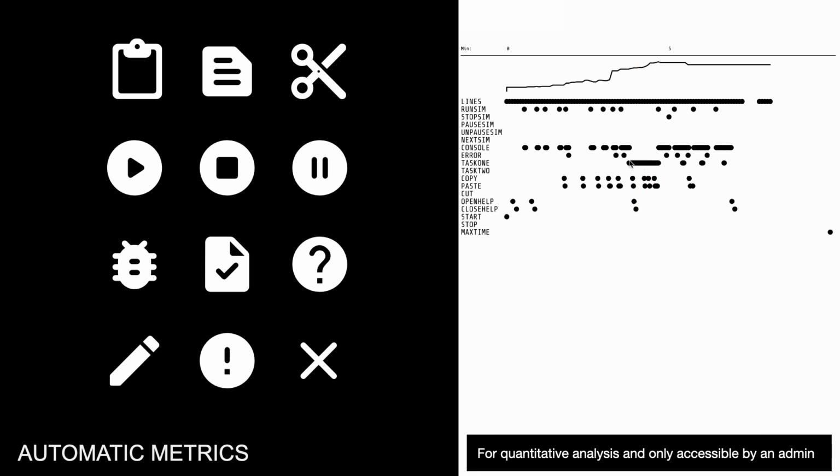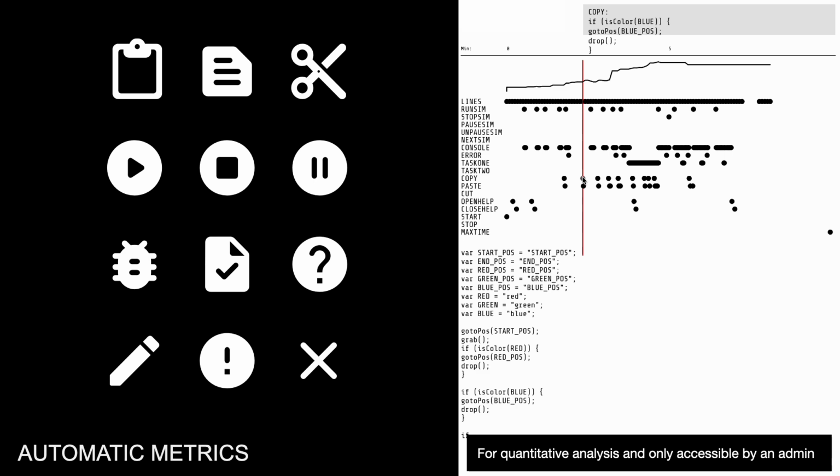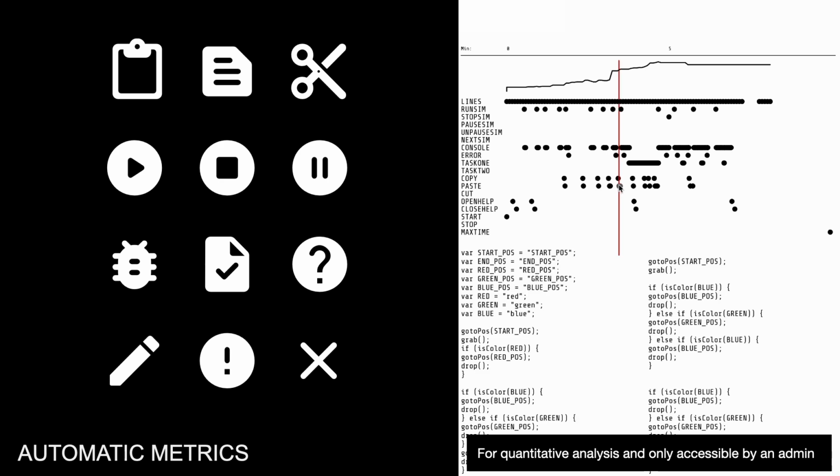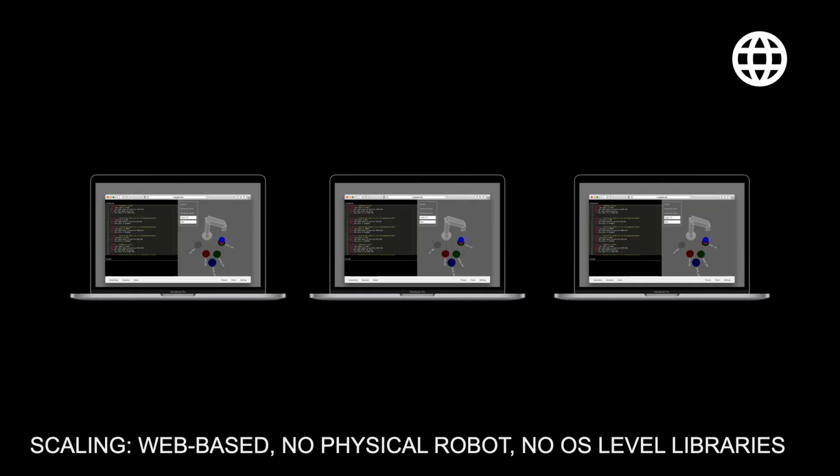This gives a good baseline for creating a quantitative analysis where you can count the amount of times each test was run, how many errors they got, when they started the first run, and so forth and so forth. This report and timeline is only accessible by the admin.